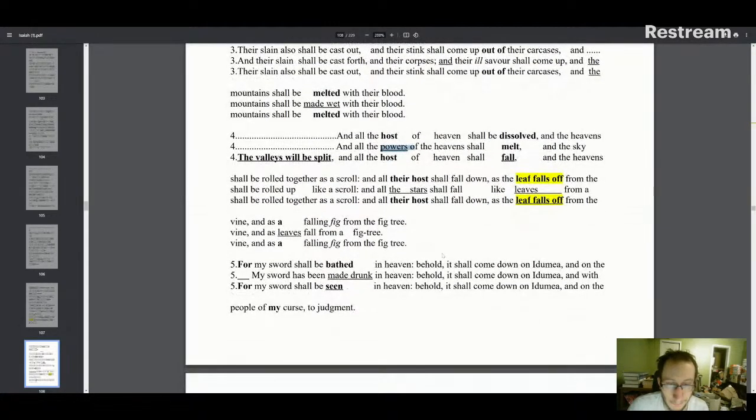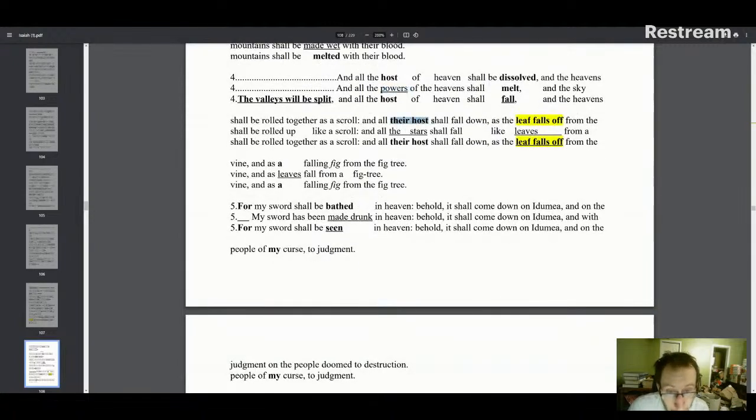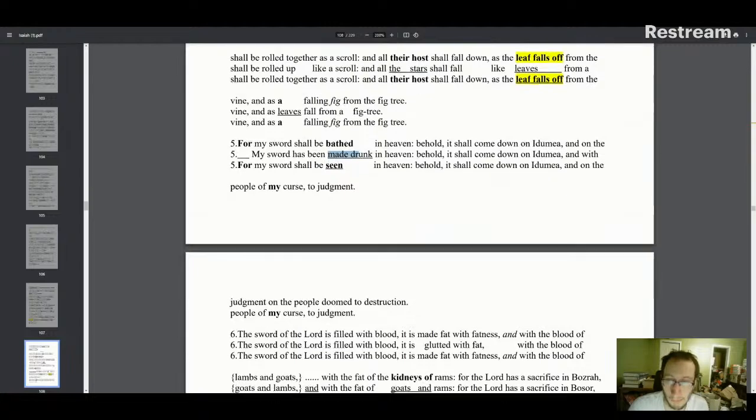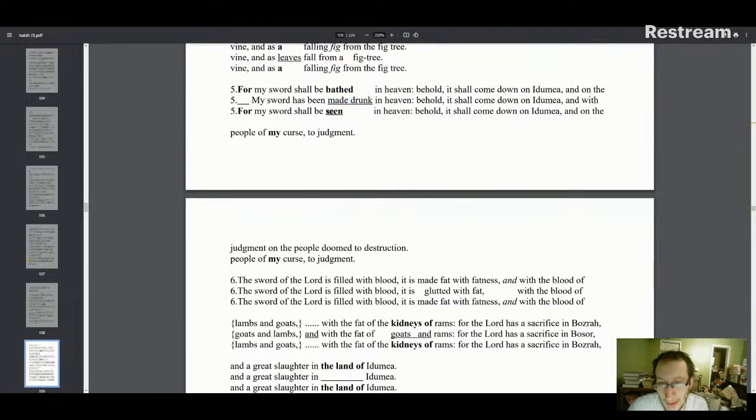Okay. Their host refers to the stars, probably, so the Septuagint just interprets it. They translate it as an interpretation. Bathed in heaven, Septuagint translates as made drunk. And the Dead Sea Scrolls says seen in heaven. So interesting variants there.